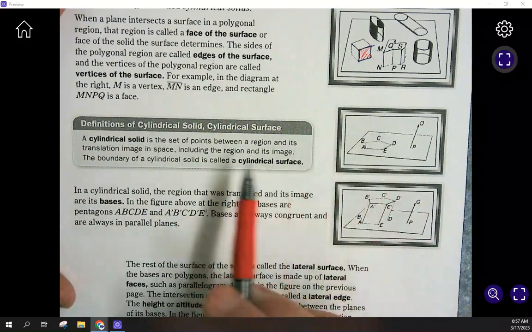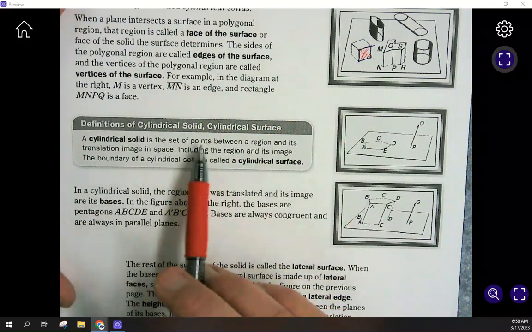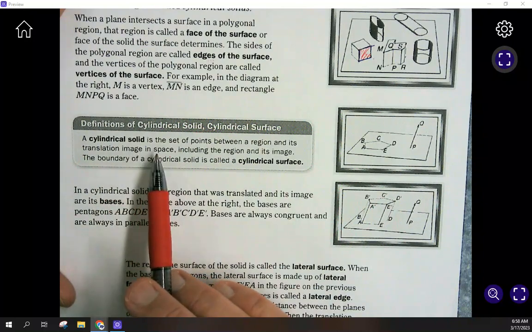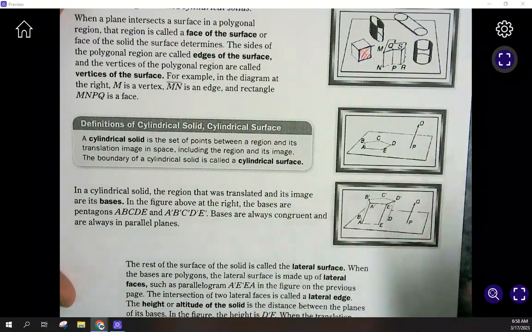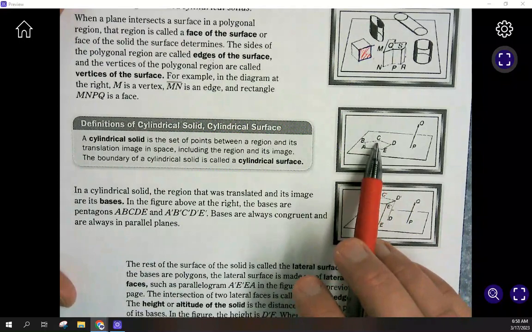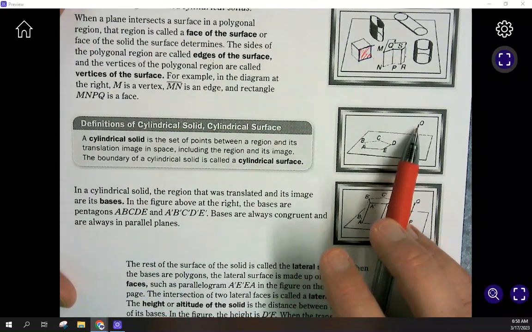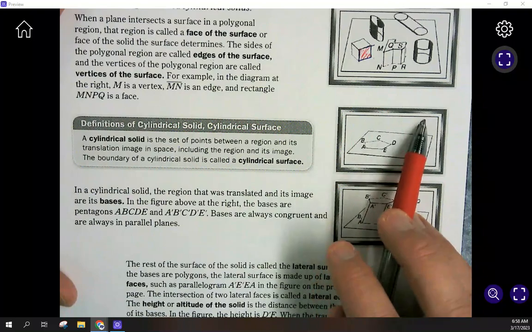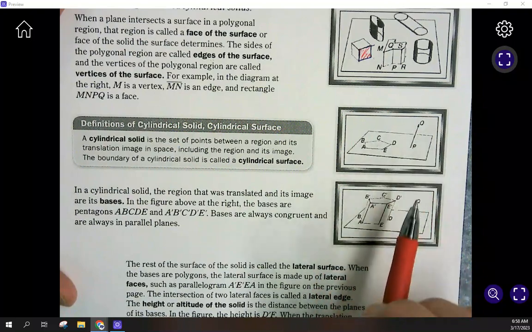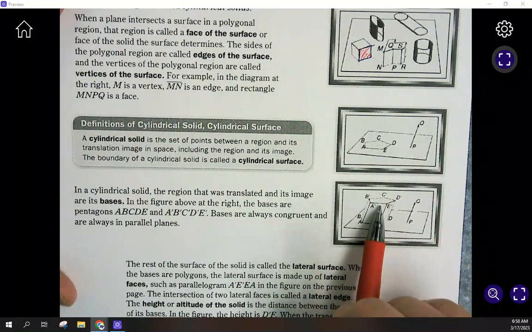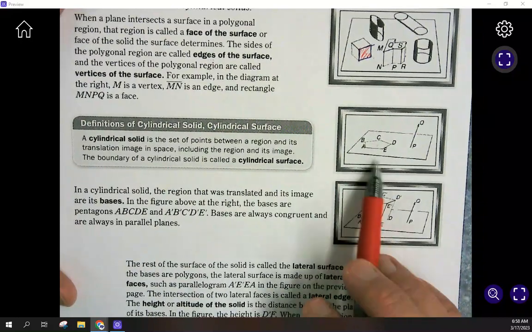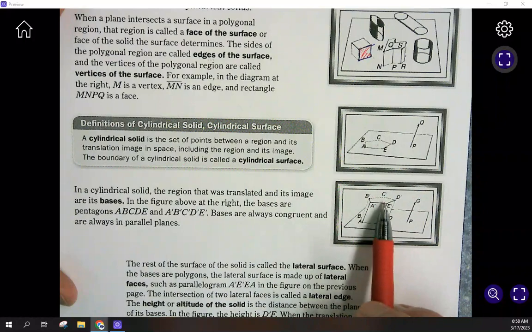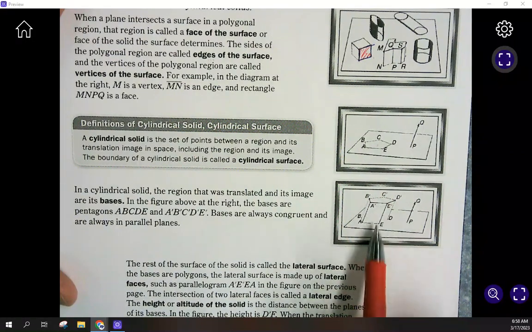So basically, to try and make sense of all these fancy words that we've got right here, we have a translation image in space, and I've got an example right here. We've got this pentagon, and here's the translation that's going to happen. We're going to translate it up this amount from Q to P. And you can see that's happened here in the second picture. We started with our pentagon right here on this plane, and then we've translated it up to this new spot.